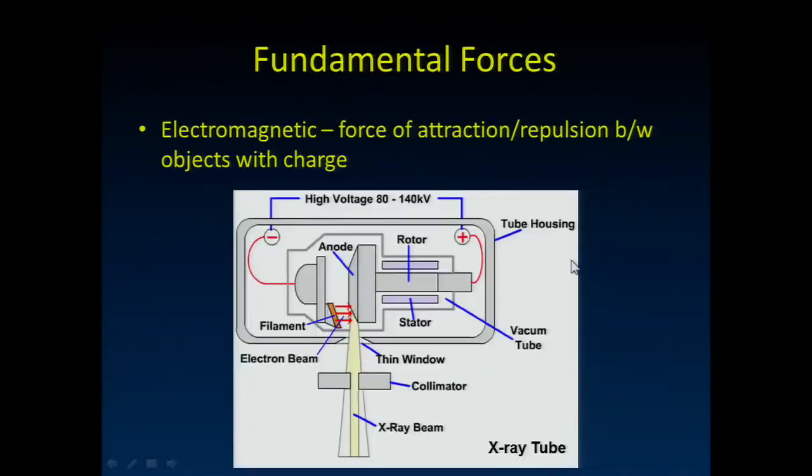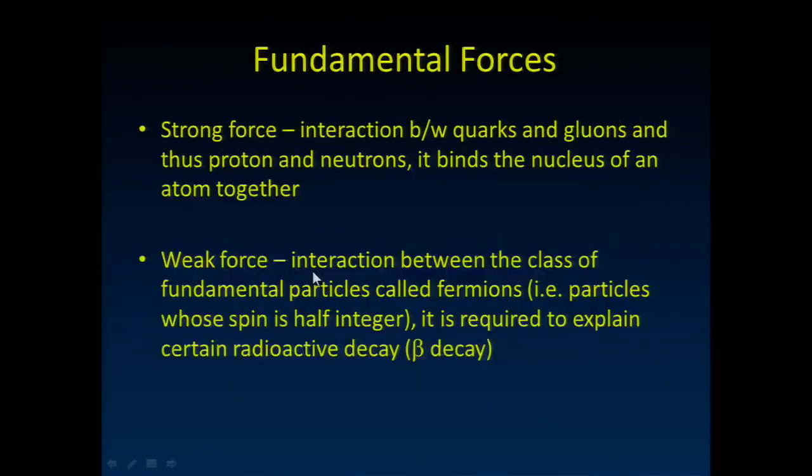In addition, another force that's going to be very important to us is the electromagnetic force, right? We're going to talk a lot about what happens when we apply a voltage across an X-ray tube, between the cathode and the anode and across this little filament, where we're going to boil off some electrons. Those electrons are going to be accelerated across this very large voltage difference and strike that anode material, and produce the X-rays that we're going to use to image.